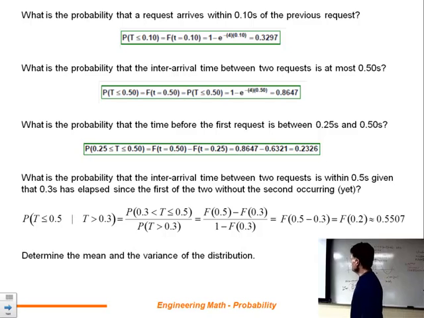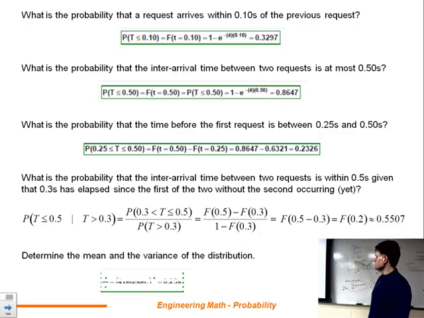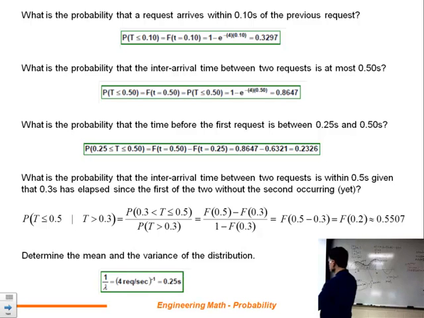Let's determine the mean and variance for this distribution. So the mean is 1 over lambda, which is 0.25 seconds. Since we're measuring time, the value of this random variable is a particular amount of time. Those are the units if we're dealing with time. So the mean is also going to be in units of time. So this is going to be 0.25 seconds.